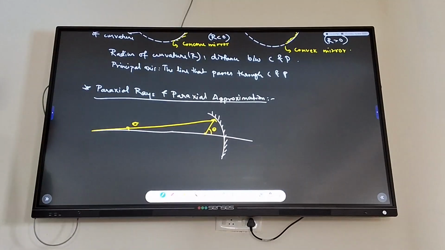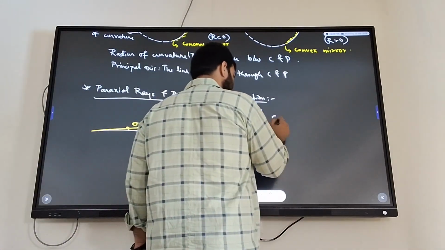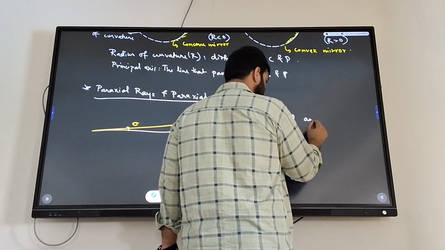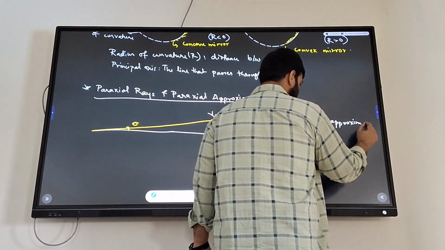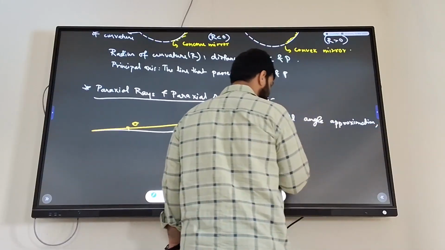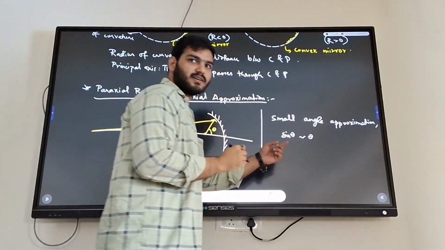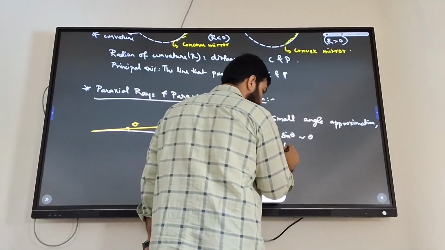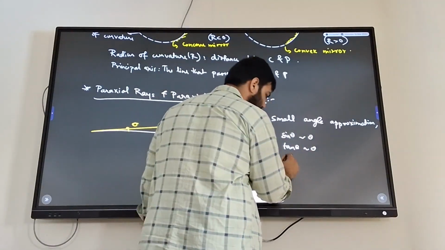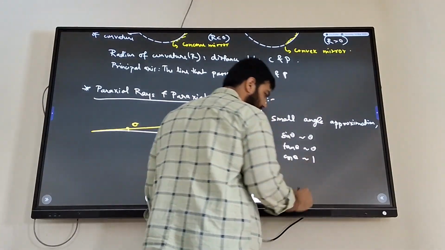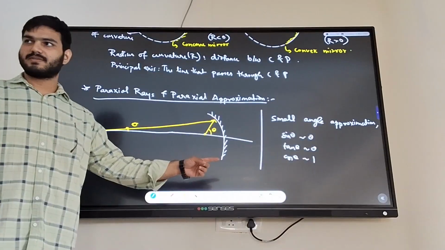Under small angles, do you know this thing called small angle approximation? What is small angle approximation? Can somebody tell me? Sin theta equals theta. Small angle approximation: sin theta is approximately equal to theta. What about tan theta? That's also theta. What about cos theta? That's approximately 1. This is the small angle approximation.